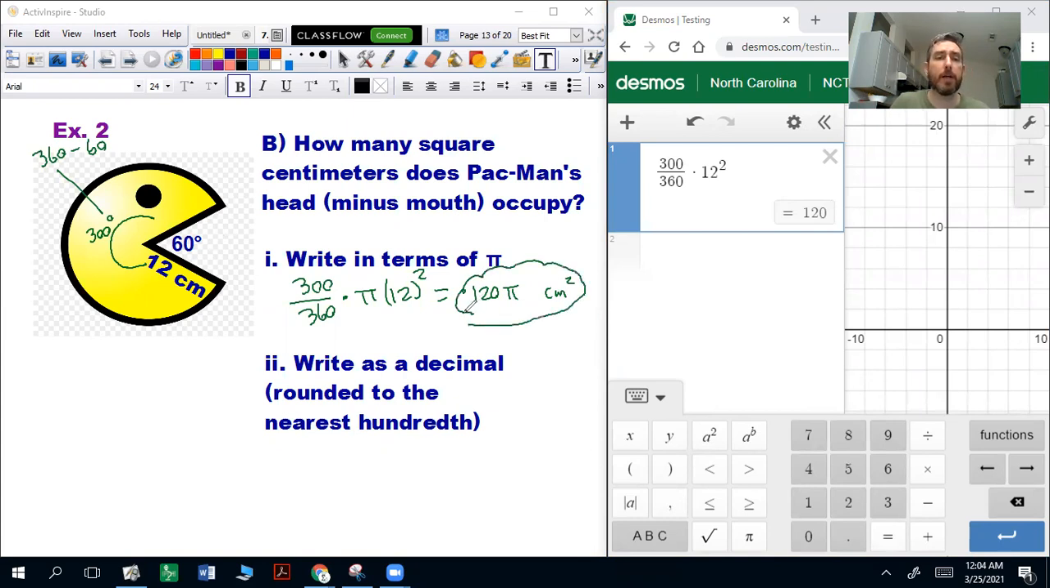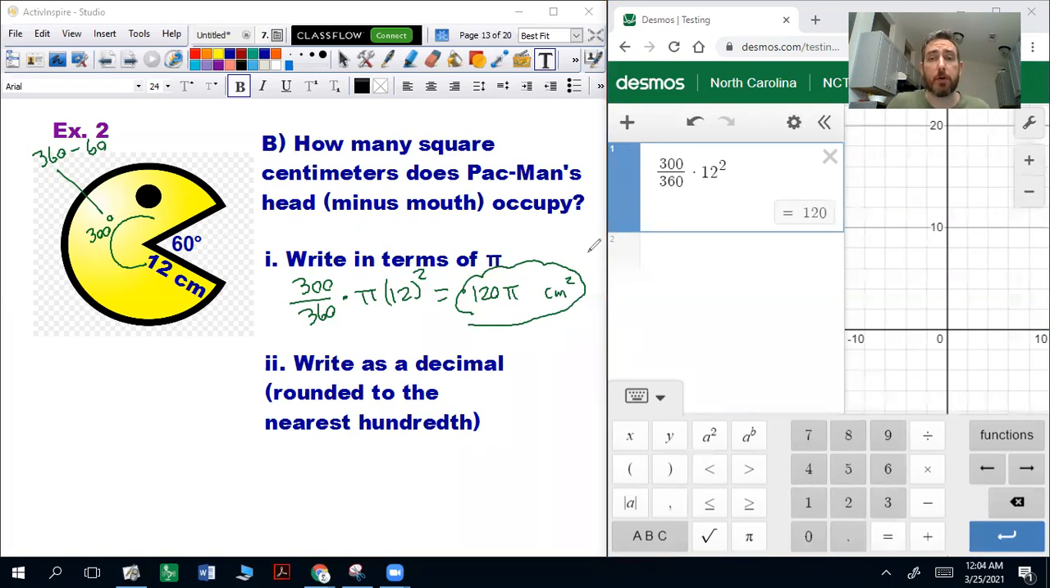And the other one was, what was that? 60 out of 360 times. That was 24 pi. So if you combine the 24 and the 120, that's 144. That's 12 squared. That's the whole circle.